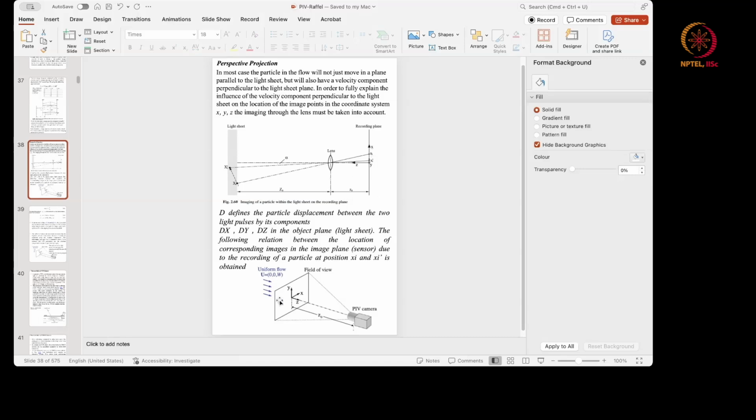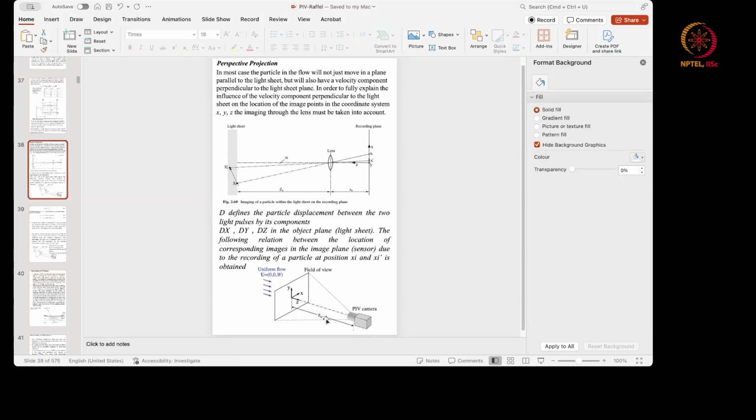So if D defines the particle displacement, for example, between two light pulses, then the components of D will be dx, dy, and dz, right? There will be three components. So in other words, and we will see in the next one, the relationship between the location of the corresponding images in the image sensor plane due to the recording of a particle at x equal to xi and x equal to xi prime is actually a little different. This is what the image of the particle actually looks like in the imaging plane, where D denotes the displacement. We'll see in the next slide what it exactly means.